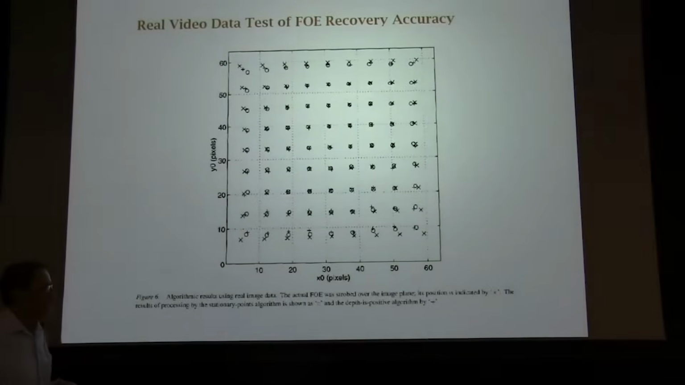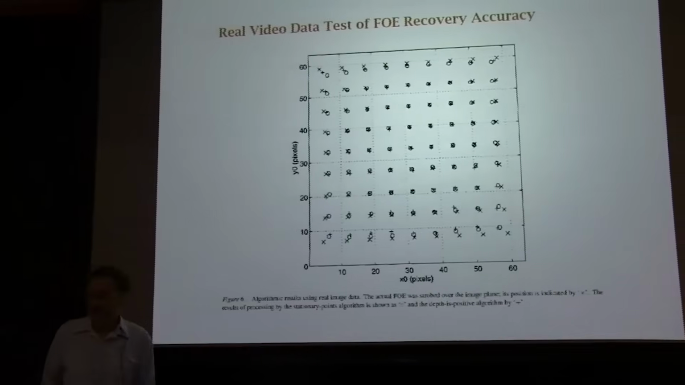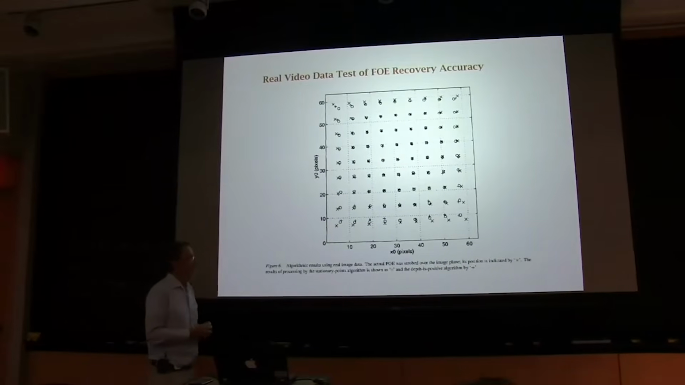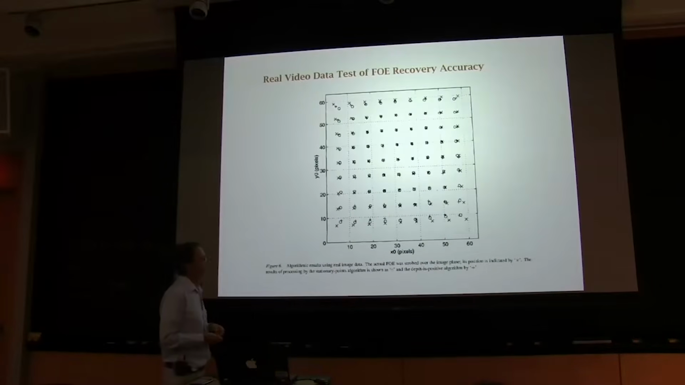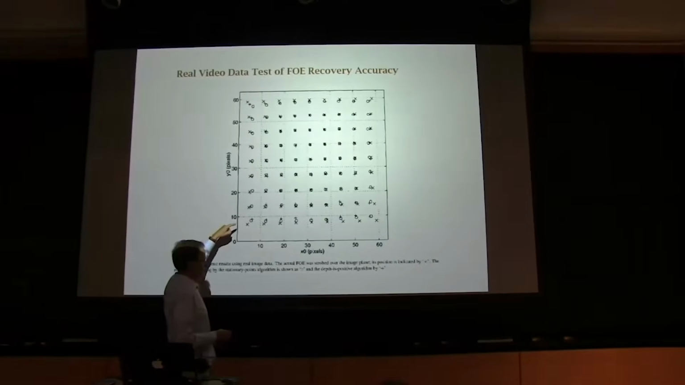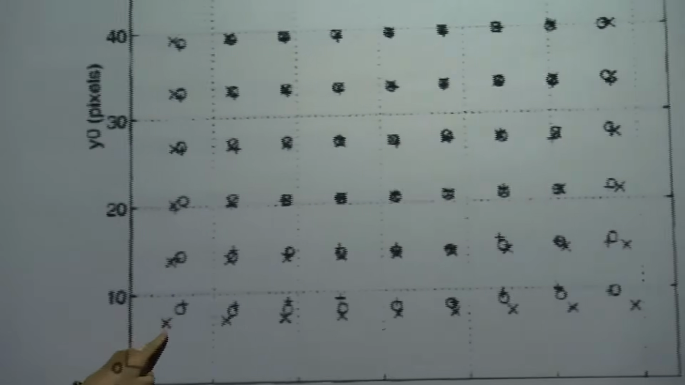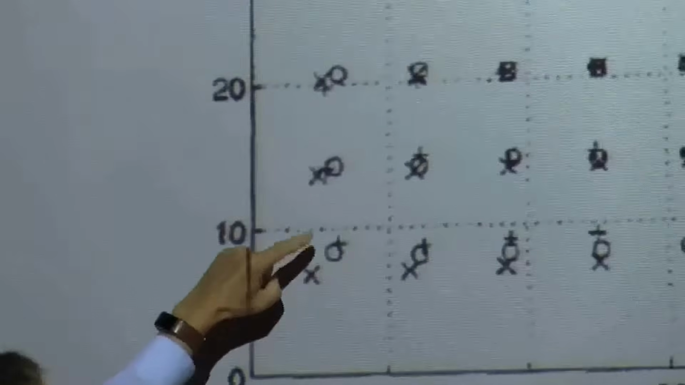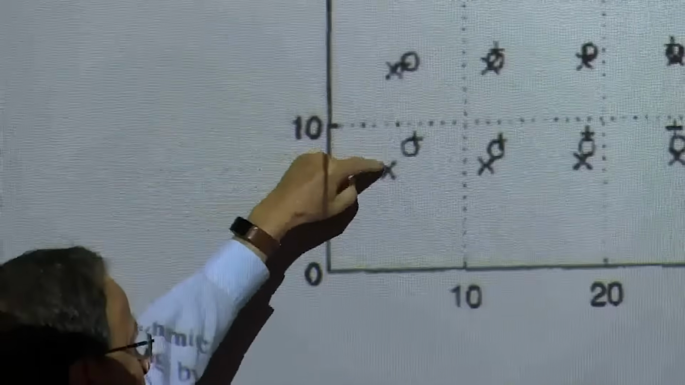And so here, this is the output of a chip that we built to find the focus of expansion. And it's basically instantaneous, unlike the digital calculation. The plot is a little hard to see, but the circles are determined by two different algorithms. And you can see that there's some error. But overall, the cross, the X, and the O are sort of on top of each other.